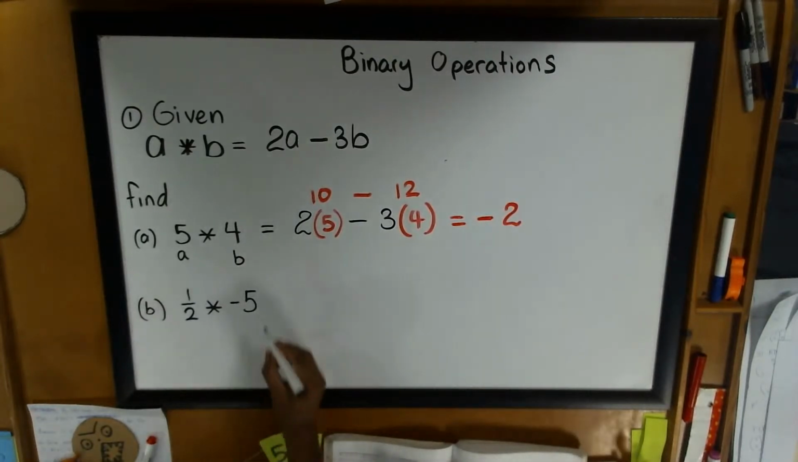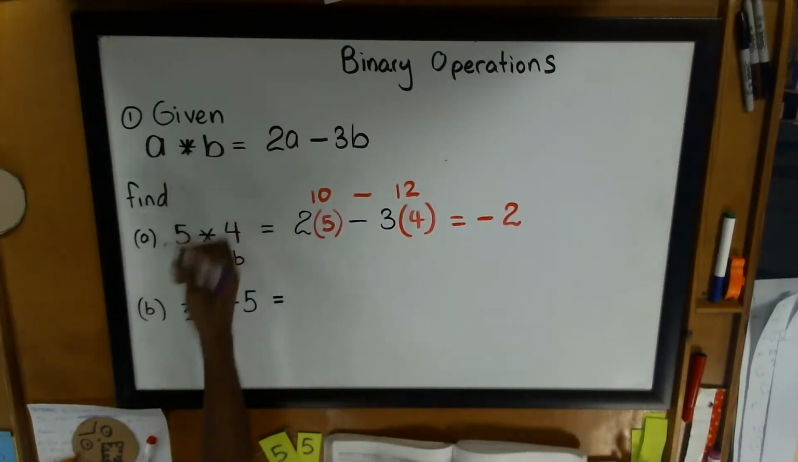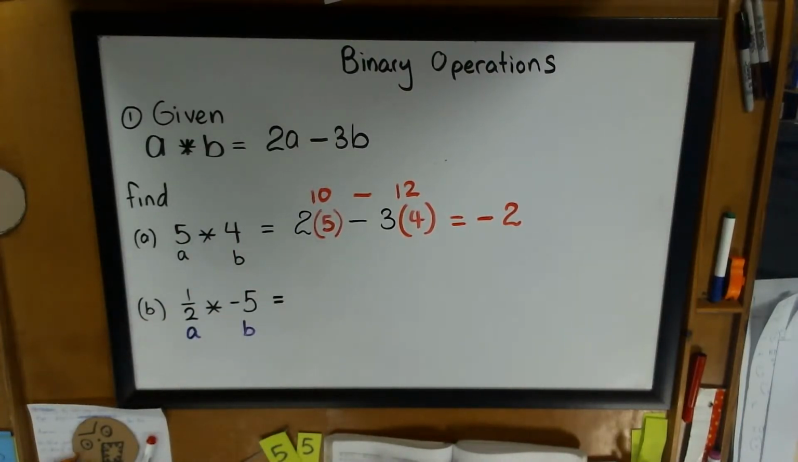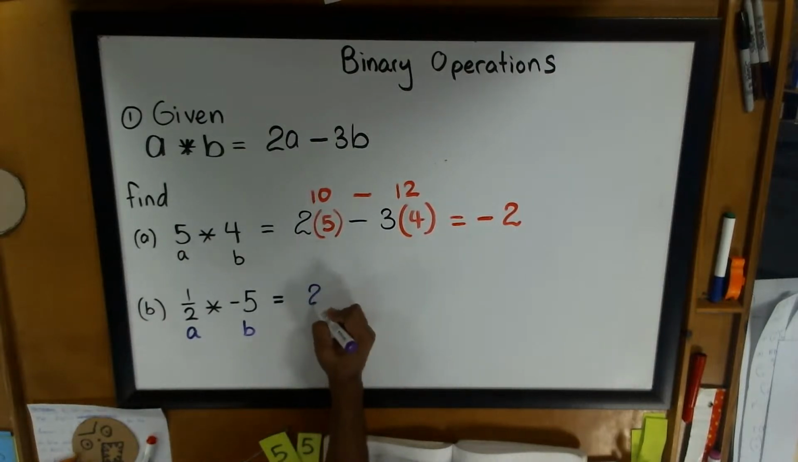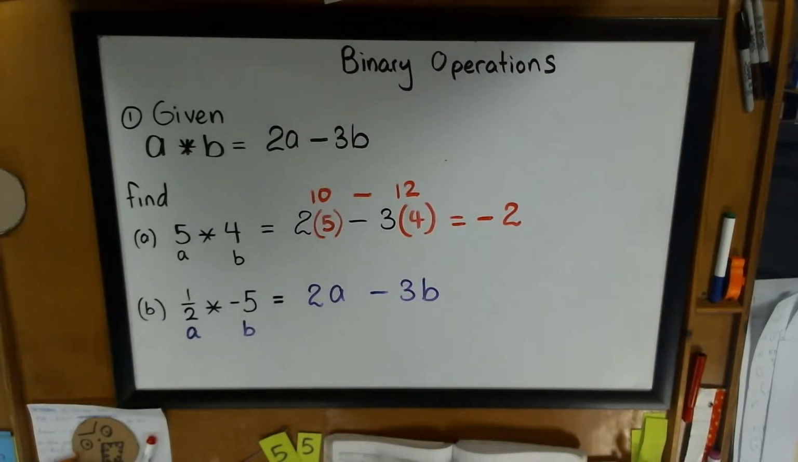So I know some of you are saying, well, the question doesn't come easy like that all the time. Let's make it a little bit harder. Let's put in some fractions and a minus number. Well, they want us to find a half asterisk minus 5 now. That means, follow the pattern. The first number is always A. The second number is always B. So go back to the original equation, 2A minus 3B. Anywhere you see an A, replace it with a half.